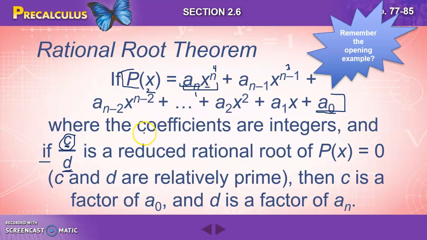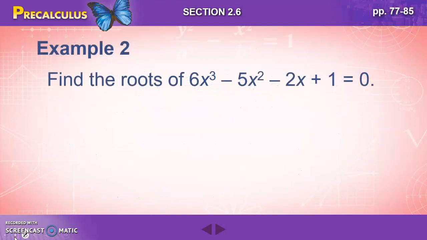So when we're looking at our rational roots, in order for a number to produce a zero, a root, if you will, then C must be a factor of the constant term and D must be a factor of the leading coefficient. So let's find the roots of 6x cubed minus 5x squared minus 2x plus 1.